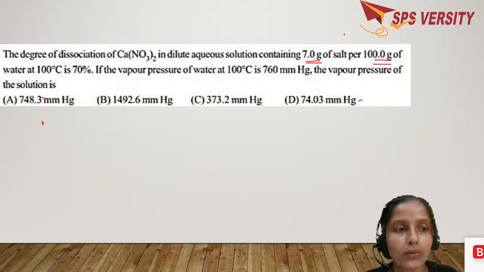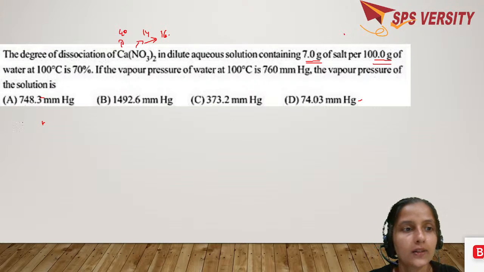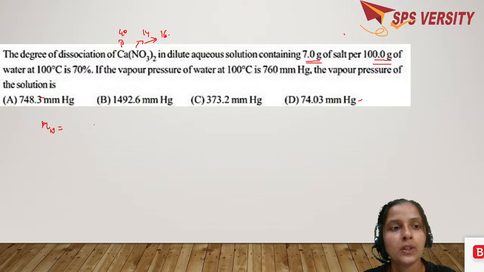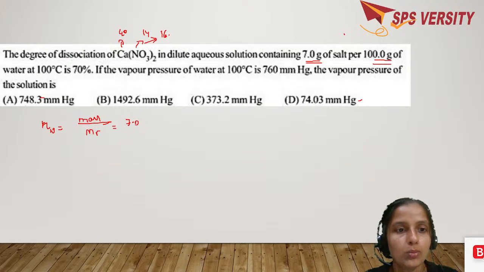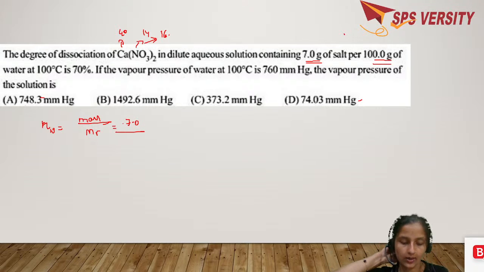For calcium nitrate, you can find out the molar mass. Calcium is 40 atomic mass, nitrogen is 14, oxygen is 16. Taking this into consideration, you can find the number of moles, which is mass over molar mass. Mass is 7.0. Molar mass, when you add this up for calcium nitrate, comes out as 168 gram if I'm not wrong. This is present in 100 gram of water.